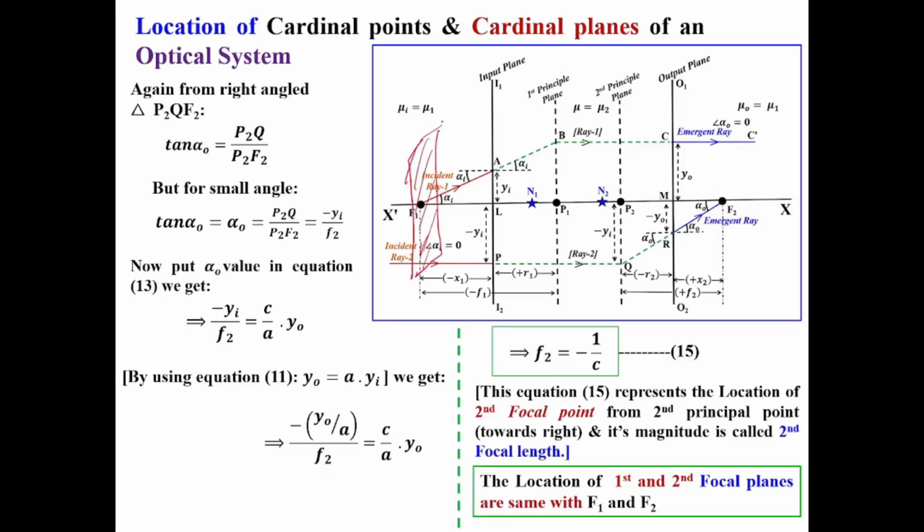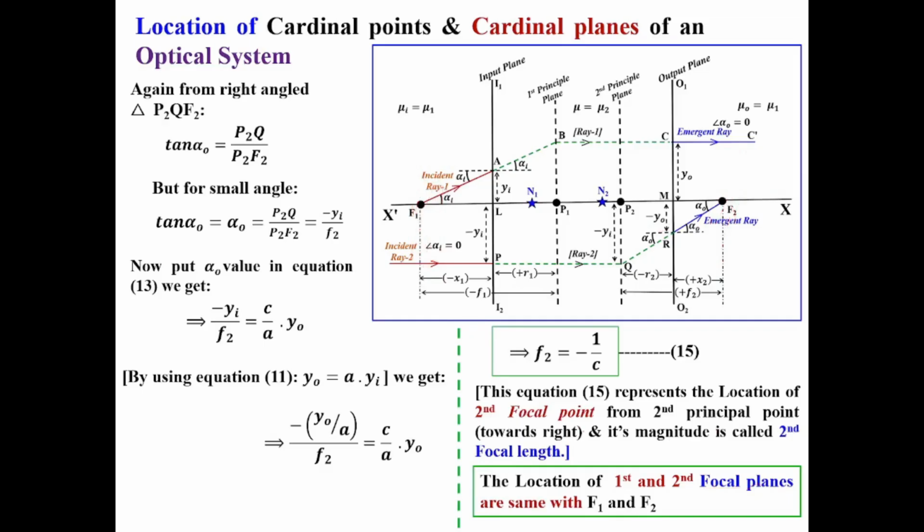This is the first focal plane, and the plane that passes through this second focal point is called your second focal plane. These two planes should be perpendicular to the principal axis. So obviously the locations of the first and second focal planes are the same as the first and second focal points.